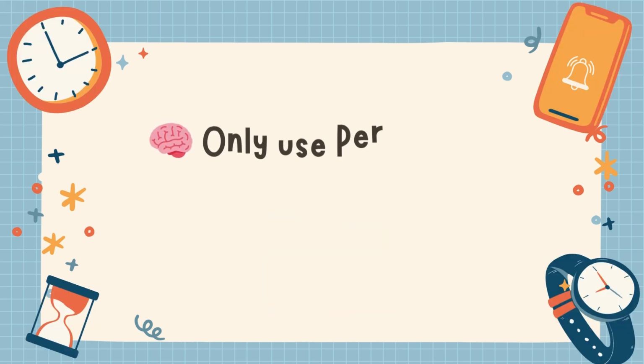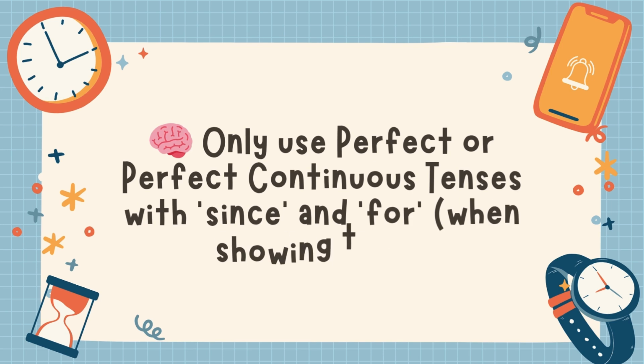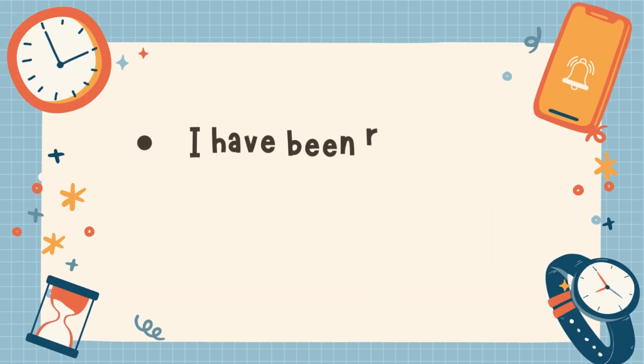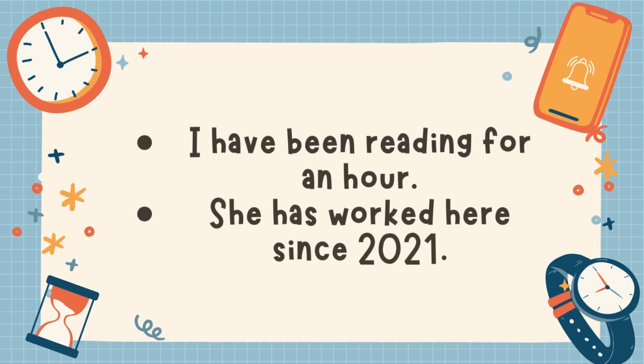A very important rule: since and for must be used with perfect or perfect continuous tense. Perfect tenses are the tenses having has, have plus verb third form, and perfect continuous tenses are has, have plus been plus verb first form plus ing. For example, I have been reading for an hour. She has worked here since 2001. This is a common point in competitive exams.